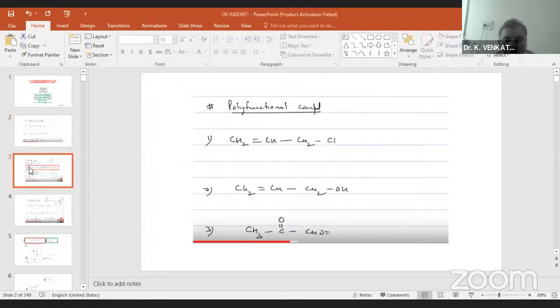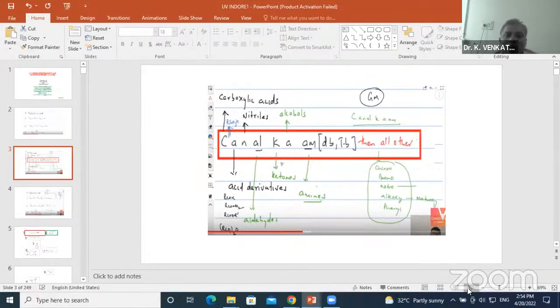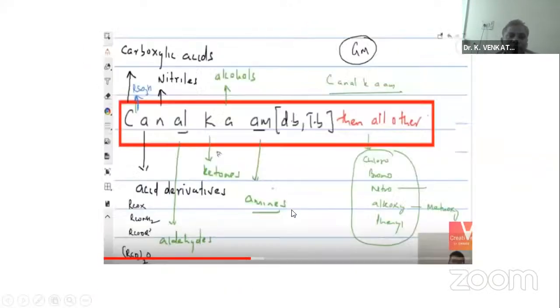Keep in your minds: CANAL COMB. It is used for naming, and then square bracket, double bond, triple bond, then all others. So CANAL COMB: double bond, triple bond, then all others. C, the first preference, is given to carboxylic acids. Is the slide visible?